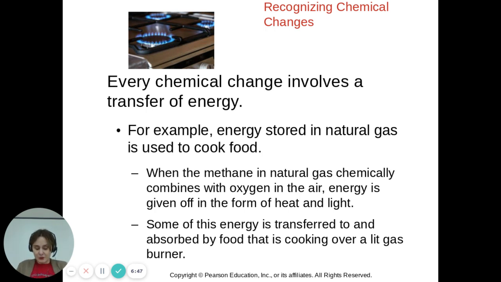Every chemical change is going to involve a transfer of energy. Energy is stored in natural gas, whether you're cooking on a stovetop or on a grill. You've got energy stored in that gas used to cook the food. When the methane in natural gas, if you're cooking on a stove, or probably propane if you're on a grill, combines with oxygen in the air, you're going to give off energy in the form of heat and light. Some of this energy is transferred to the food and absorbed by it. That's going to make changes in the food.